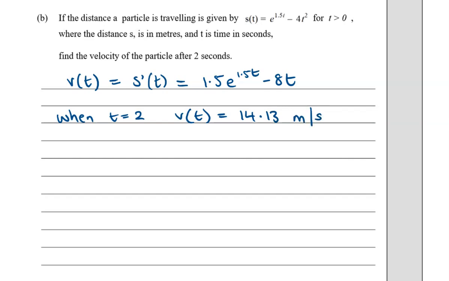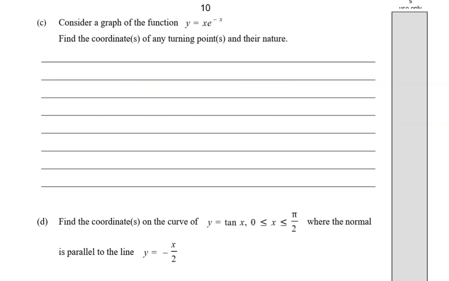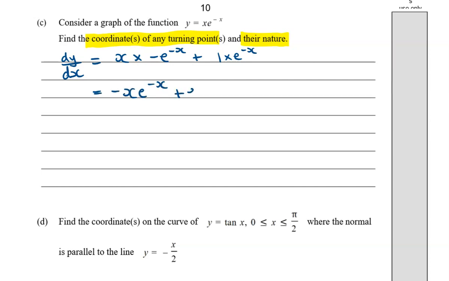Part C, we want to find the coordinates of any turning points and their nature. So we need to find when the derivative is equal to 0. This one is the product rule, so we will do x times the derivative of e to the minus x, so that's minus e to the minus x, plus the derivative of x times e to the minus x. So tidying that up a little bit, we get minus x e to the minus x plus e to the minus x. We want to set that equal to 0.